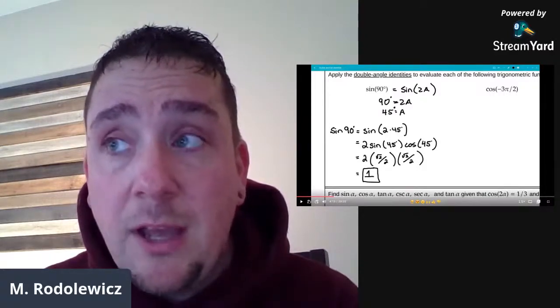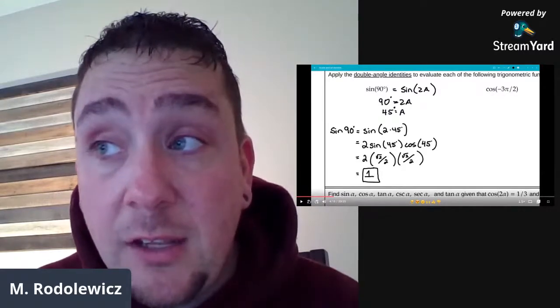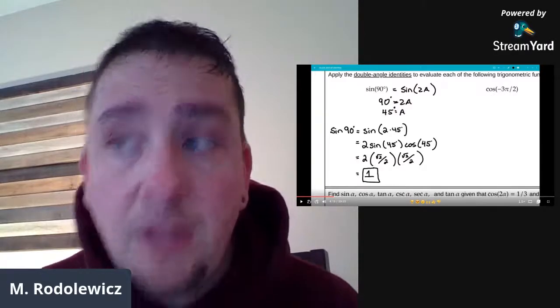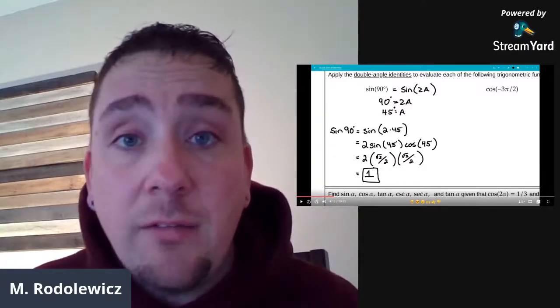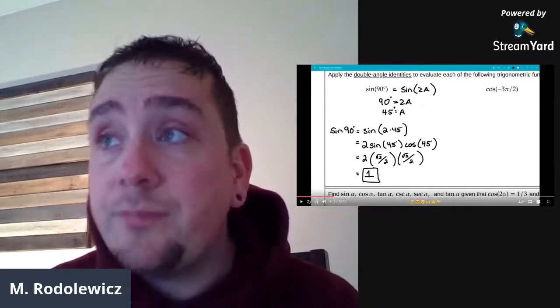Once I'm able to write that, I structured it in line 1. Then I applied the identity in line 2. And then I evaluated the trig functions in line 3. And then lastly, to get the value of 1 from line 3 to 4, just arithmetic skills.